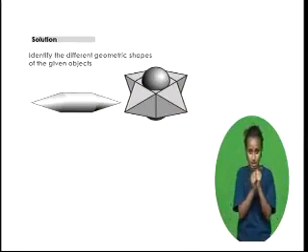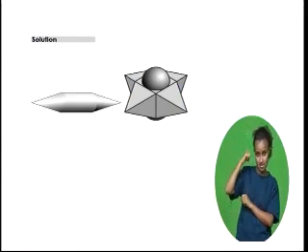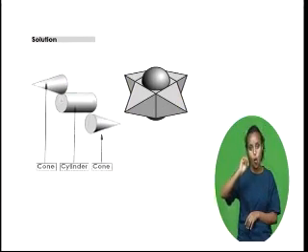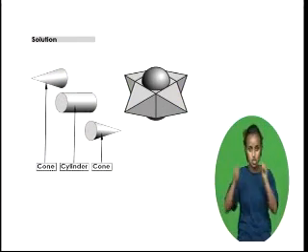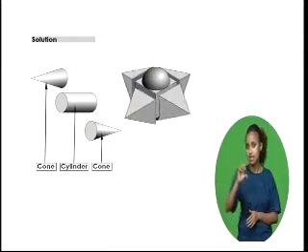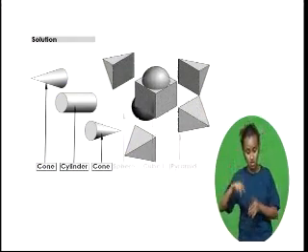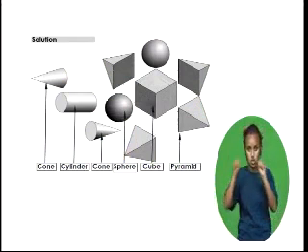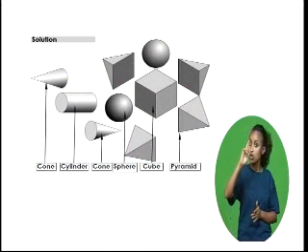Welcome back. Have you broken down the objects into their basic geometrical shapes? Very good. Let's see the basic shapes together. As you see on the screen, the first object is composed of two geometrical shapes. These are cone and cylinder. The second object is composed of three geometrical shapes. These are cube, sphere, and pyramid.